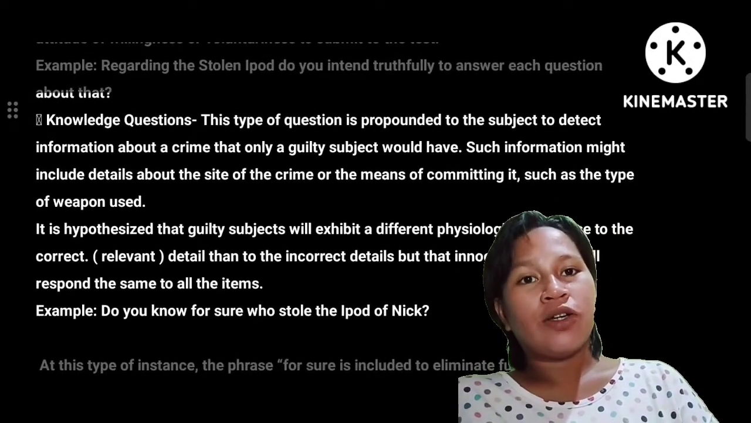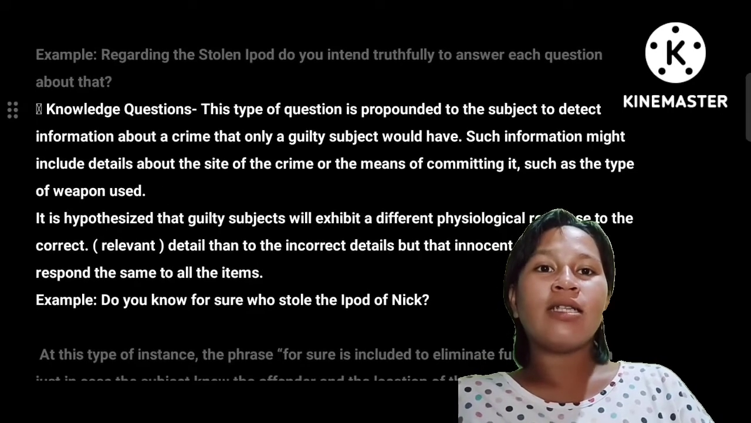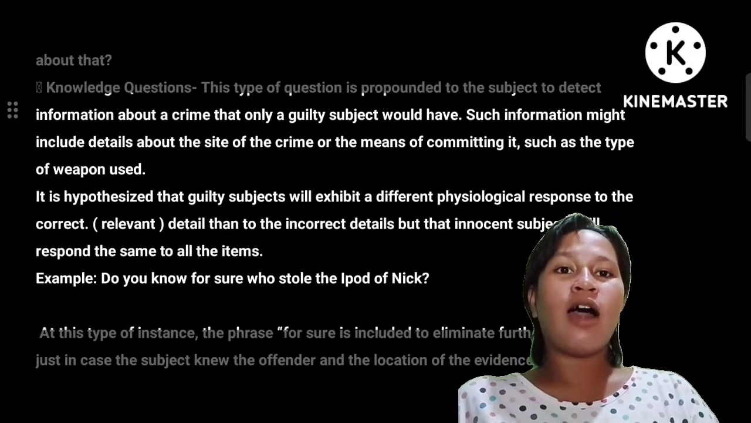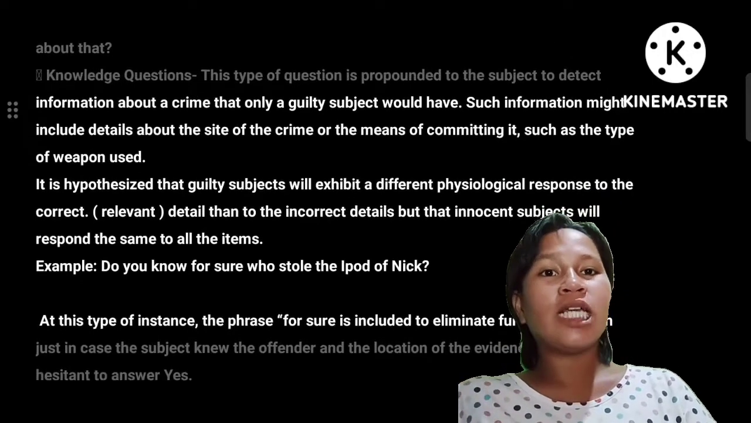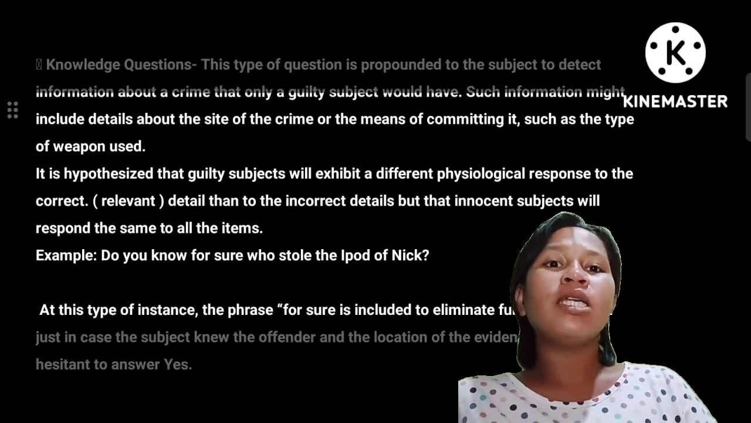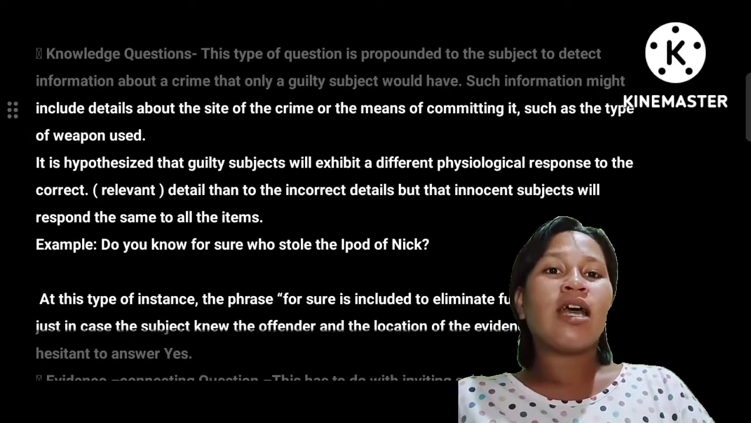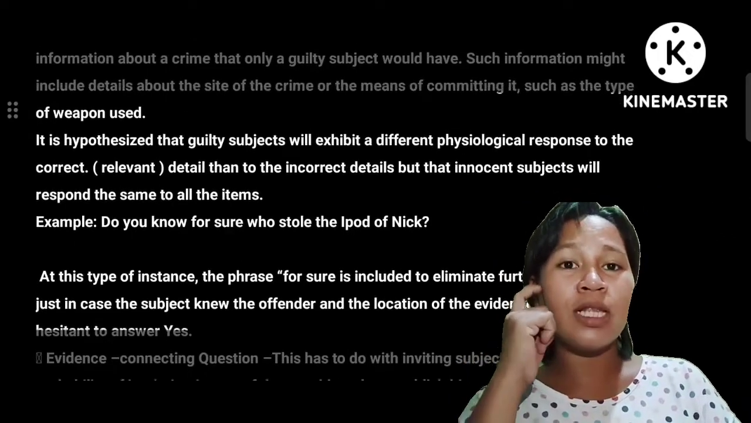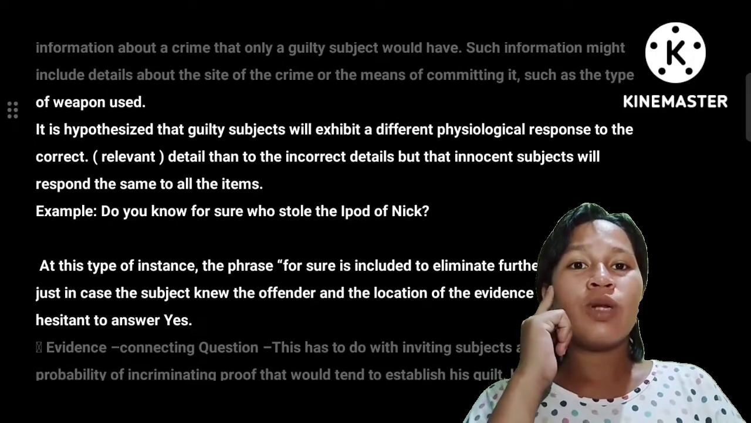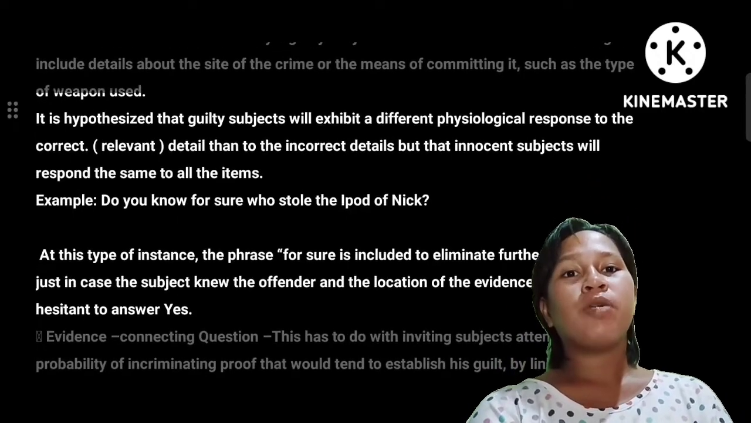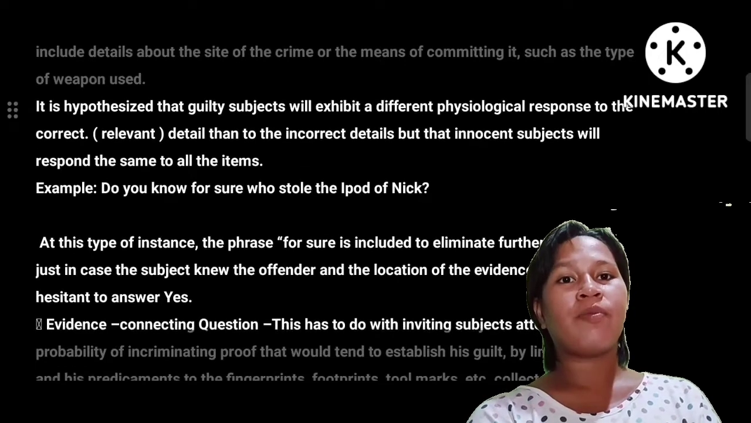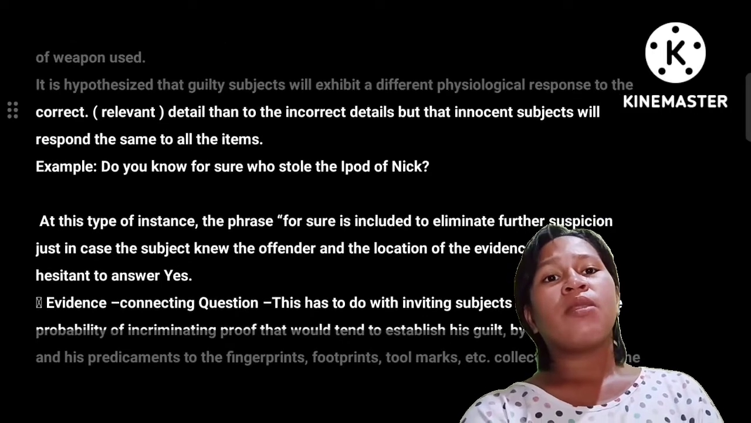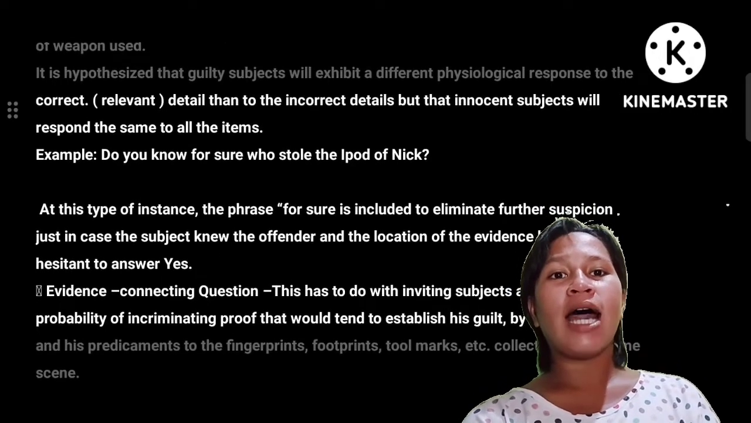Next are the knowledge questions. This type of question is propounded to the subject to detect information about a crime that only a guilty subject would have. Such information might include details about the site of the crime or the means of committing it, such as the type of weapon used. It is hypothesized that guilty subjects will exhibit a different physiological response to the correct or relevant detail than to the incorrect details, but the innocent subjects will respond the same to all the items.